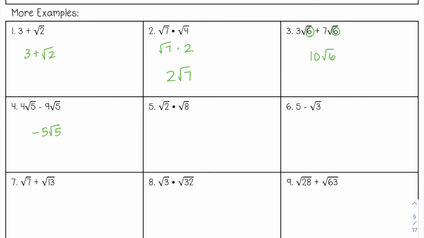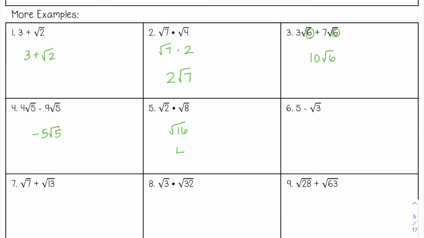All right, number 5, I'm multiplying here. Let me make sure I can't simplify any perfect squares first. Neither of those are a perfect square, so I'm just going to multiply them together. 2 times 8, that's 16. And 16 is a perfect square, so my final answer would be 4.